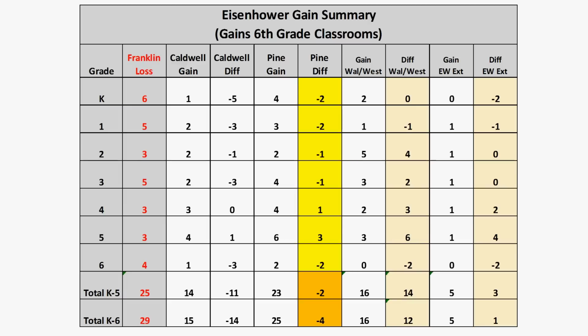This Eisenhower gain summary chart shows that in the situation where Eisenhower loses 29 students due to the loss of the Franklin Choice Program, if it were to even gain the high amount of 25 students with the Pine Prospect Gladstone boundary with Washington, it would have a net change of -4 students. It would not gain any students with the Walnut scenario. It would gain 16 students with the Walnut West scenario for a differential of 12 students, and 5 students in the East-West extended scenario for a differential of 1 student.